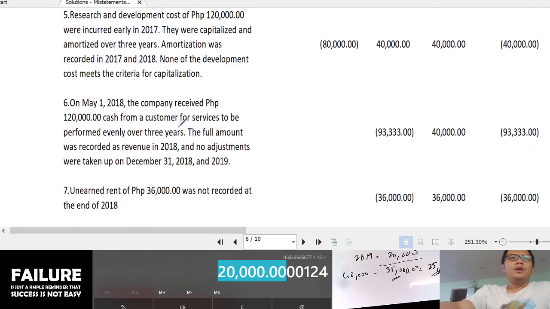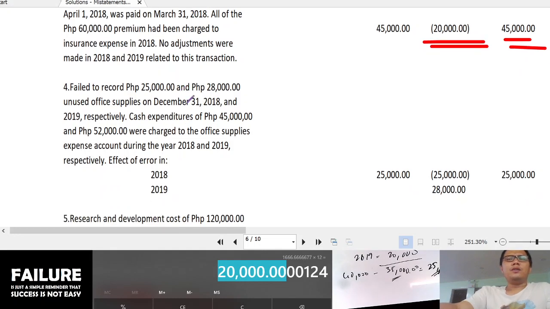Okay? So, number 4, okay? The entity failed to record 25,000 and 28,000 unused office supplies in 2018 respectively. Cash expenditures of 45 were charged to the office supply expense account during the year 2018 and 2019. Okay. So basically, failure to recognize unused supplies. Diba?